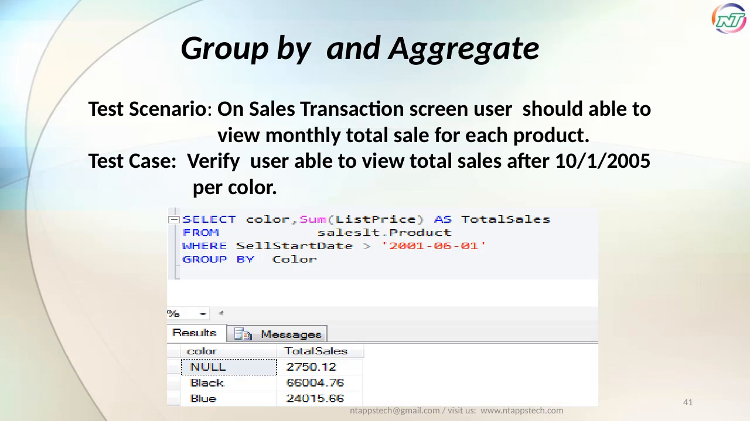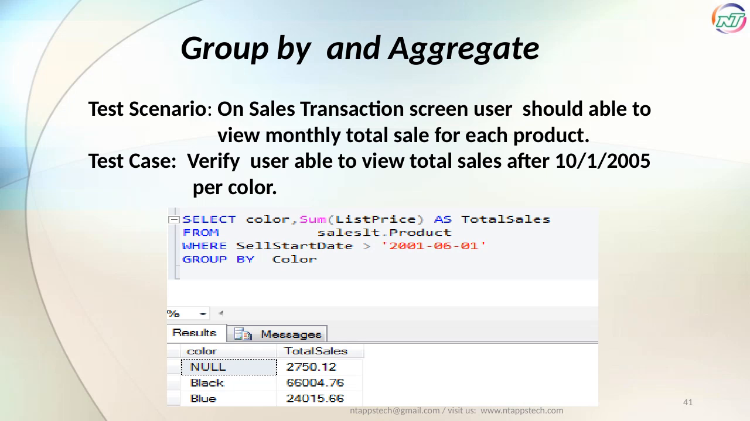Here we want the user to see the total sales for each product color on the sales transaction screen. The example shows a query that groups sales data by color and sums the list price, filtering transactions that occurred after June 1st, 2001. This allows users to quickly understand sales performance per color over a specified time period.